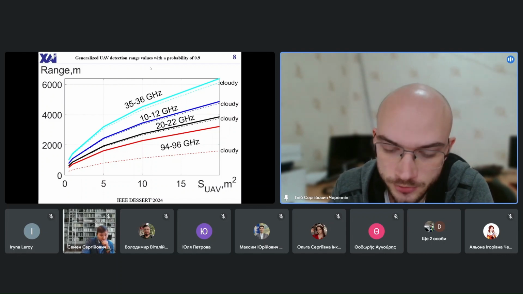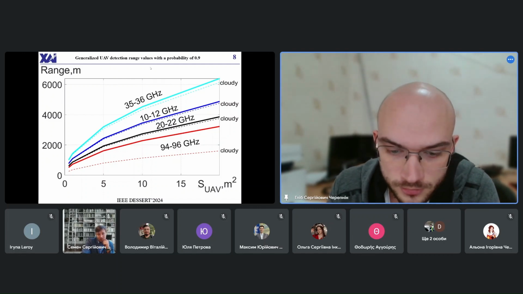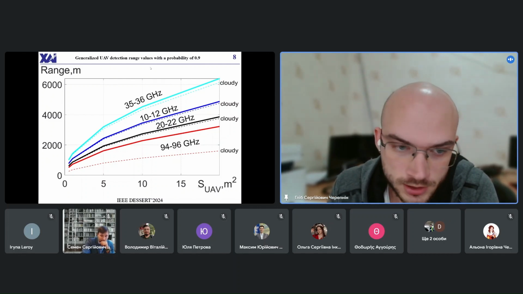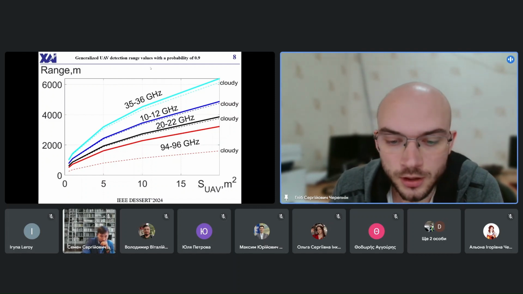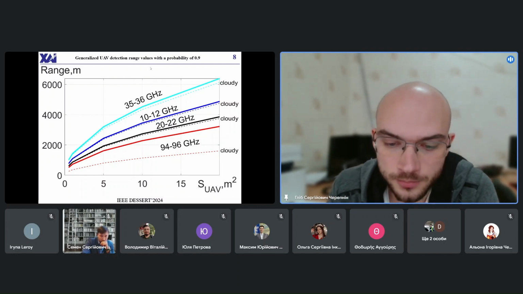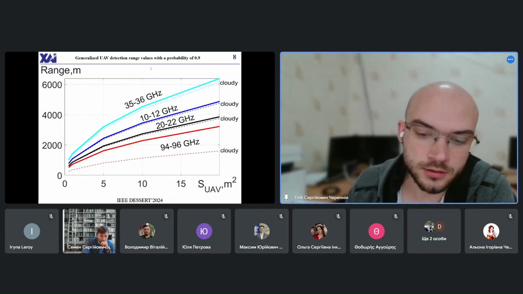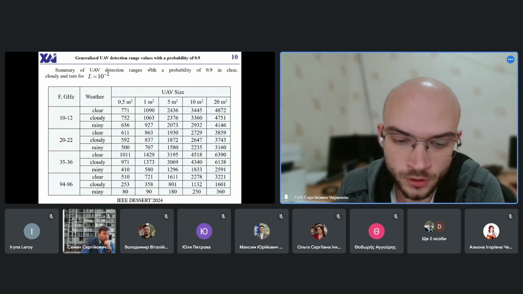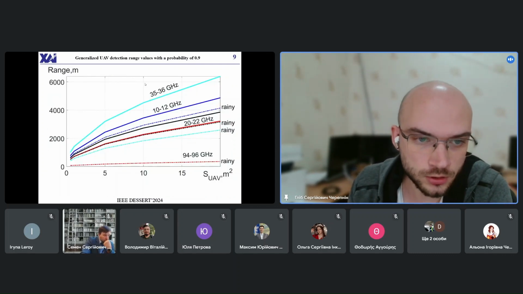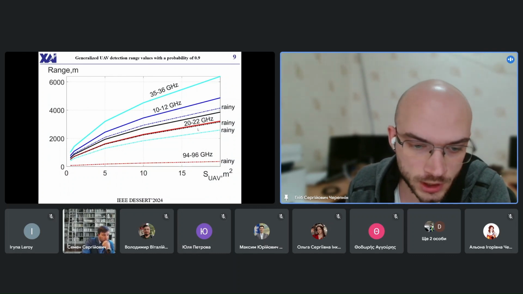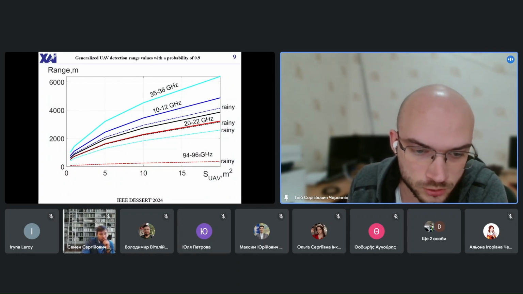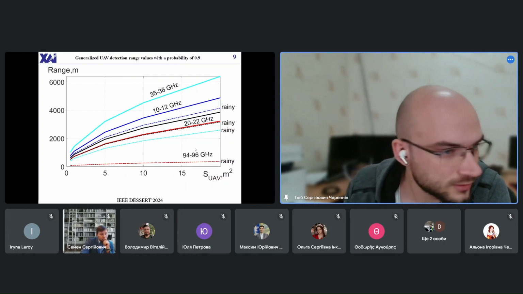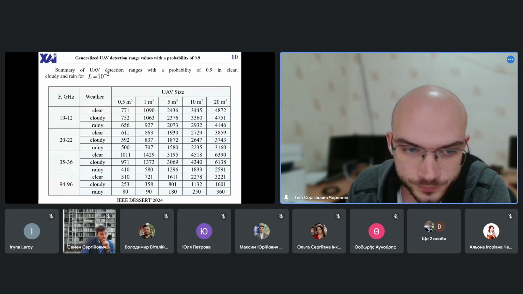However, there is a significant influence in the 3 mm range, and this is expected. The preliminary results are also presented in tabular form. And this one is for rainy weather. We can see that the 3 mm radiometer also shows a bad detection range.